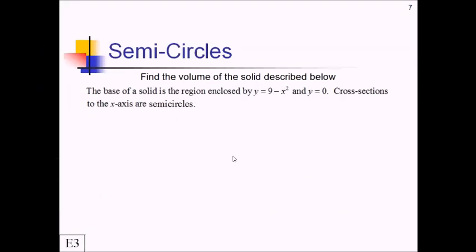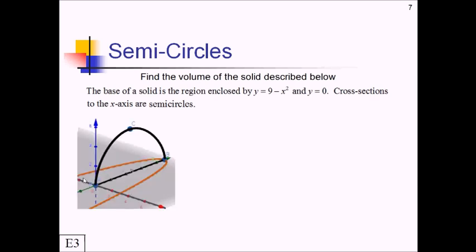So we're going to do one more example. This time, the base of a solid is enclosed by 9 minus x squared, so an upside down parabola, and essentially the x-axis. Just to make things a little different, cross sections this time are semicircles. So here's a 3D representation of this one if you like. So we have this upside down parabola. We have semicircles now coming out of the distance between the parabola and the x-axis. Pause the video and find the volume for this.